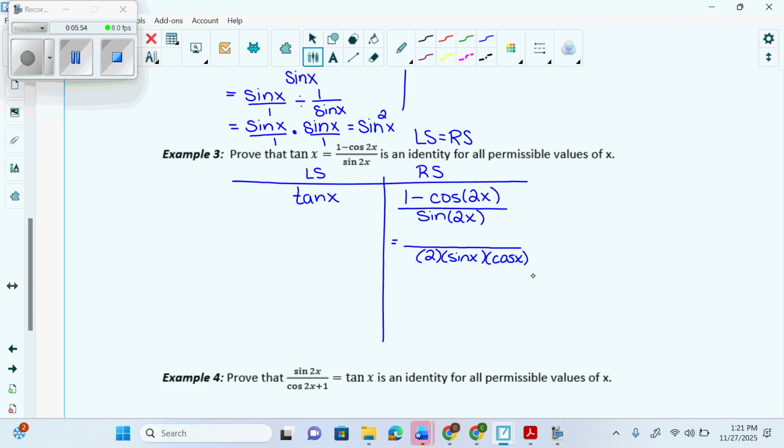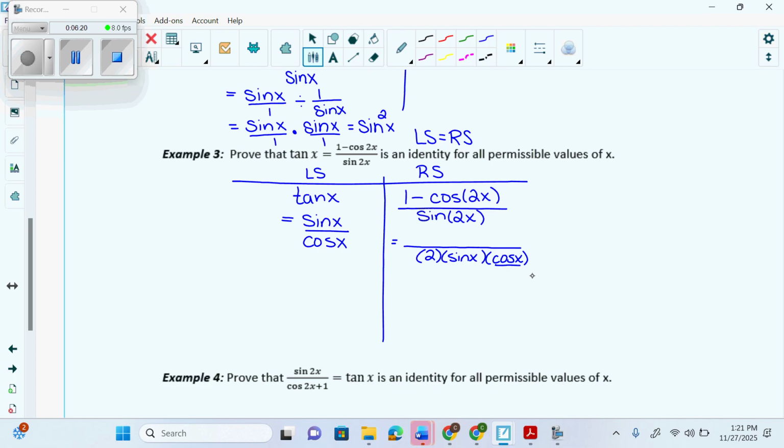And tan x we know is the same as sine x over cos x, correct? Now what you can realize is that both sides are trying to become the same thing, yes? This denominator on the left-hand side has a cos x, so I want that to stay, yeah? And that 2 and that sine need to get out of my life.